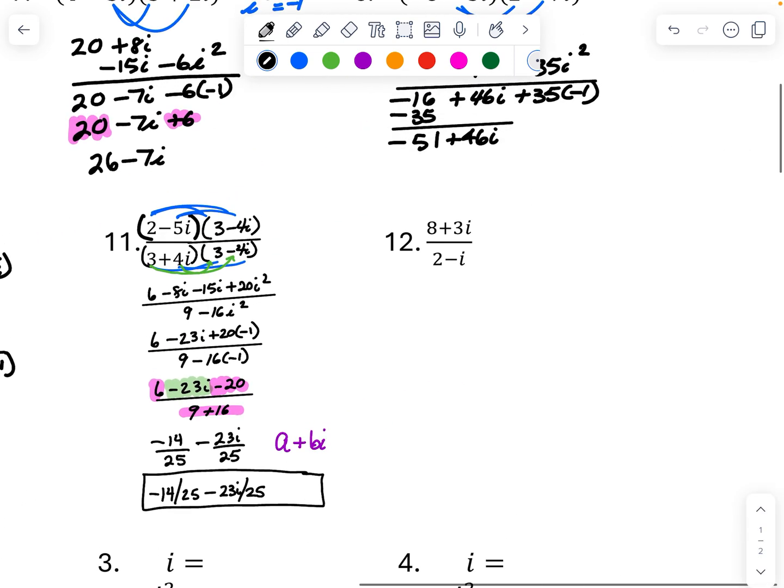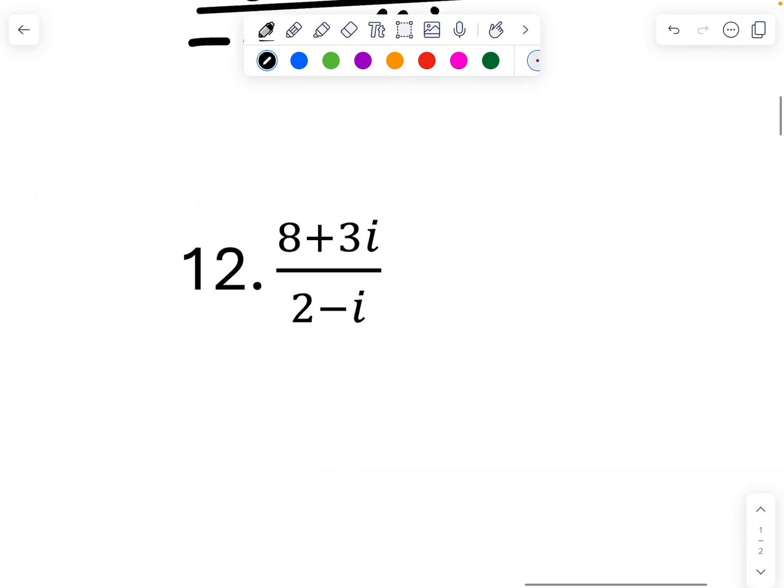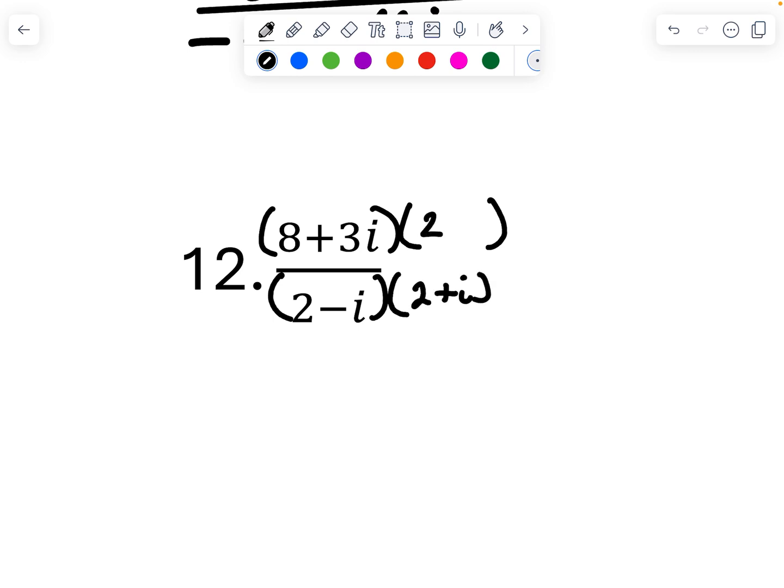Let's do one more of those. Alrighty, you ready? Here we go. We are going to multiply by the conjugate of the denominator. The conjugate of the denominator is 2 plus i. Then we're going to distribute. We're going to take 8 times 2, 8 times i, 3i times 2, 3i times i.